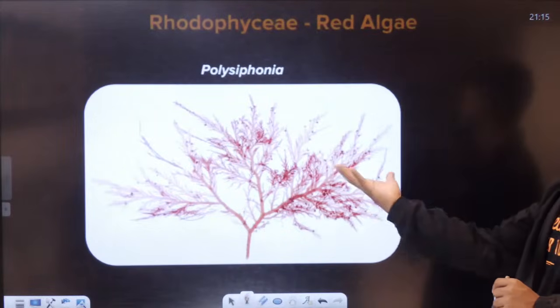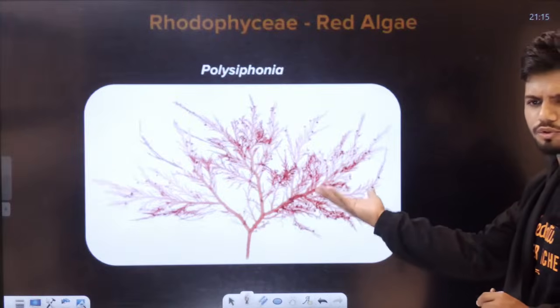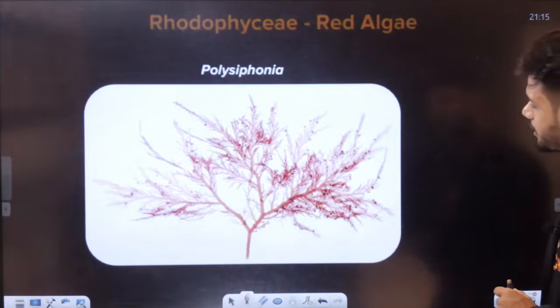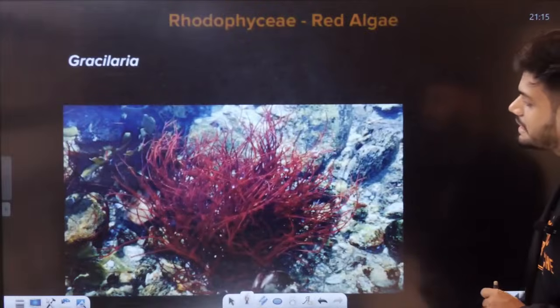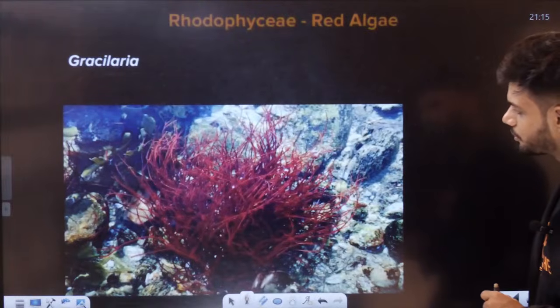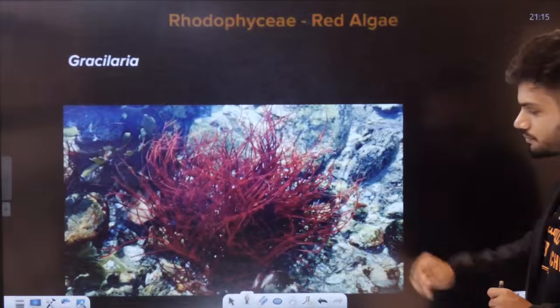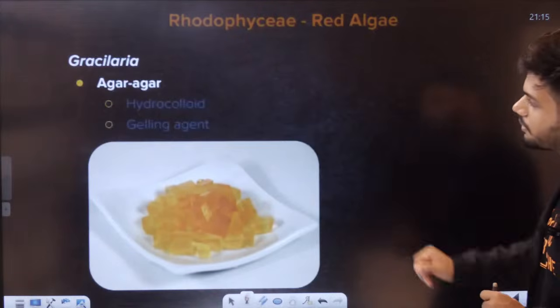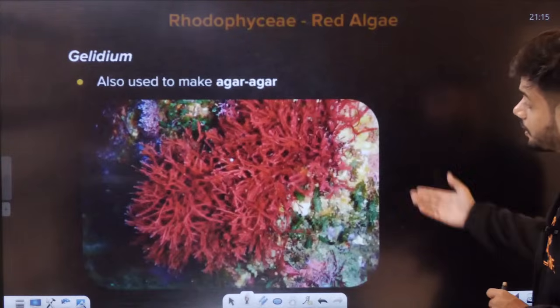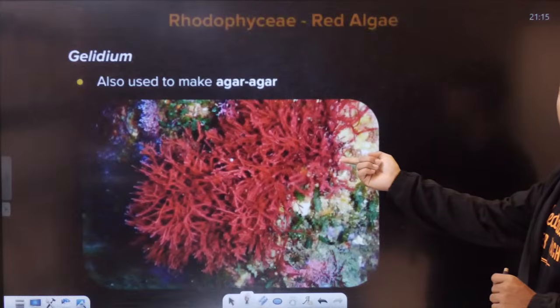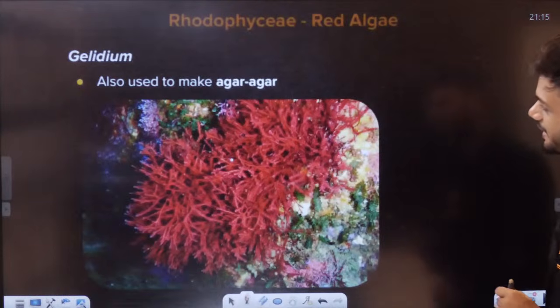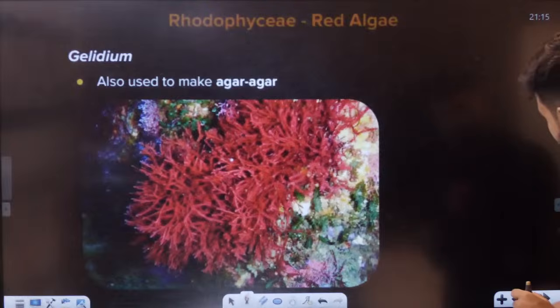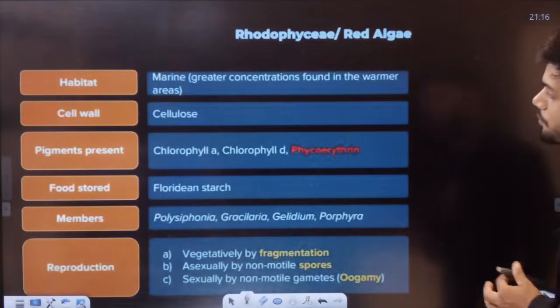Beautiful Porphyra, so beautiful, so elegant. Here we have Gracilaria. Looks a little weird, like a red straw. Gracilaria can be used to make agar-agar. Gelidium is a big straw here. Gracilaria and Gelidium can be used to make agar-agar.